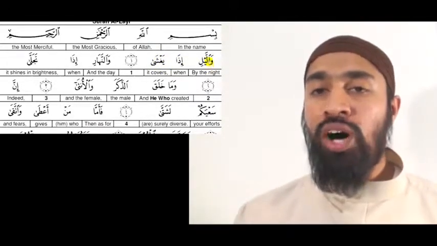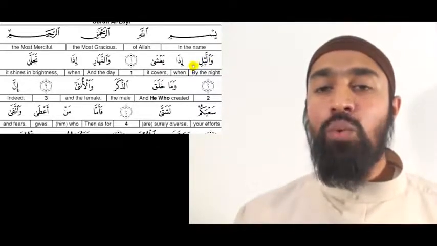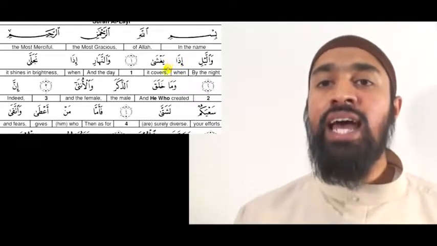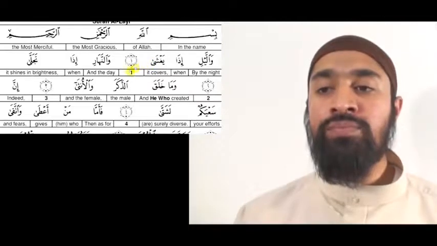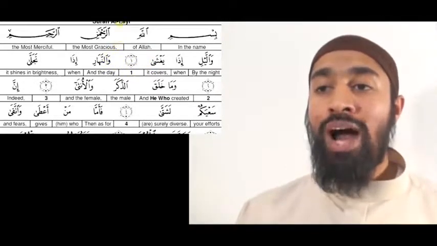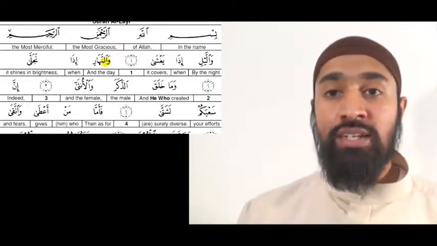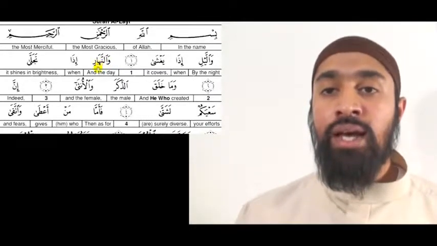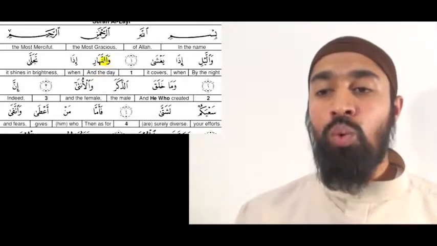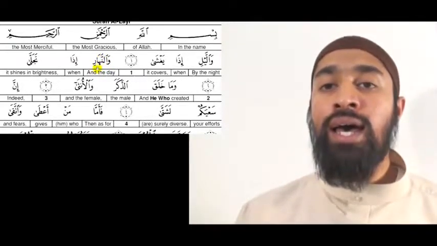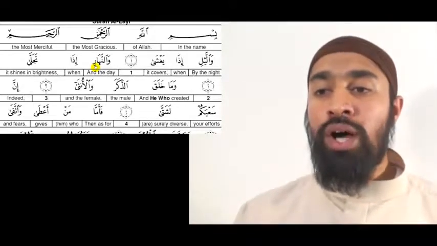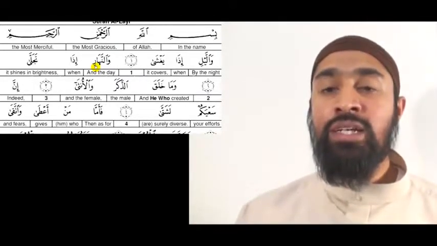Yaghsha. Wal-layli, wal-layli, idha yaghsha. Ya, yaghsha. We have Waw with the Noon's Shadda. Just going to make that full nasal sound. Wan-nahari, wan-nahari. Ra with a line on the bottom. It's going to be light. Wan-nahari.